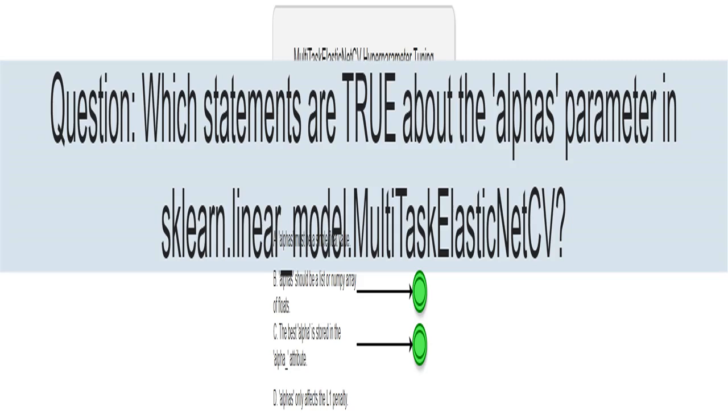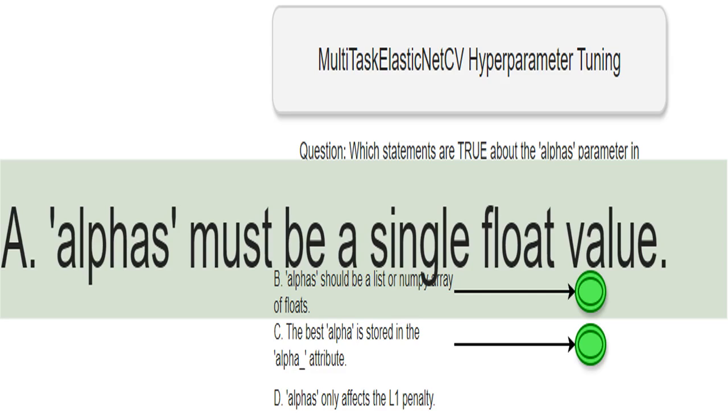This question asks you to identify which statements correctly describe how the alphas parameter, which controls the regularization strength in a multitask elastic net regression, works in the Sklearn library. It's a test of your knowledge about this specific machine learning tool. Let's dive in. I disagree with this statement.